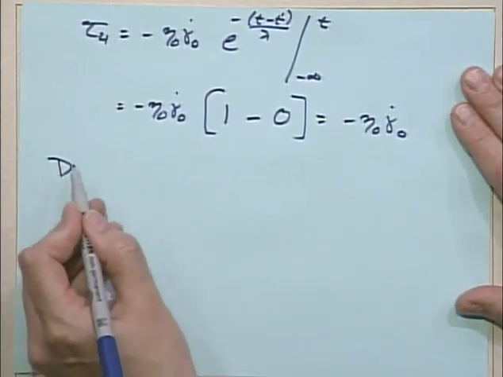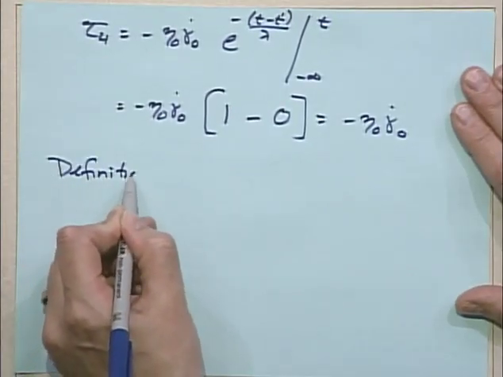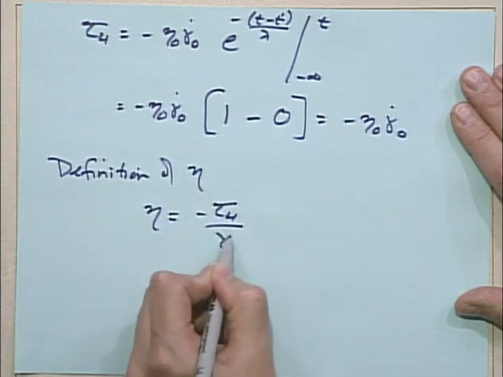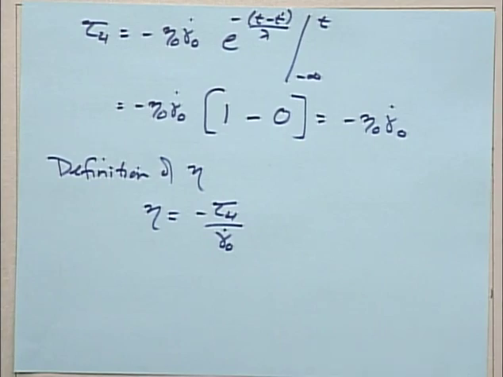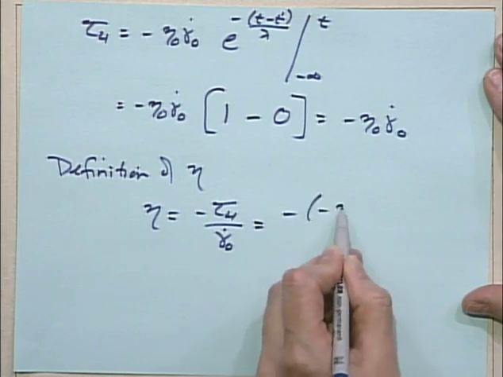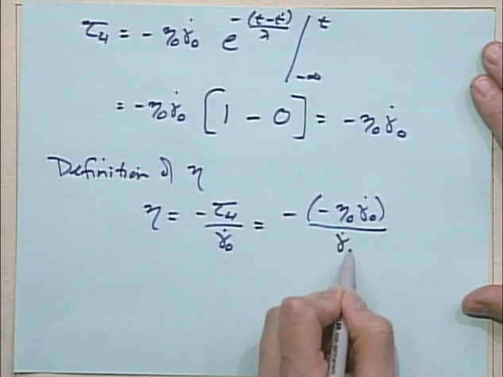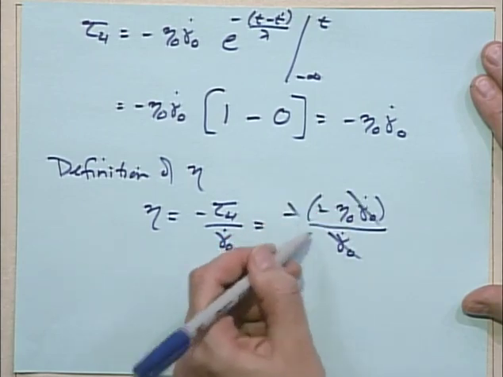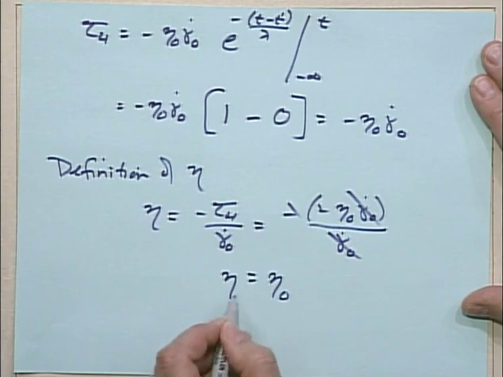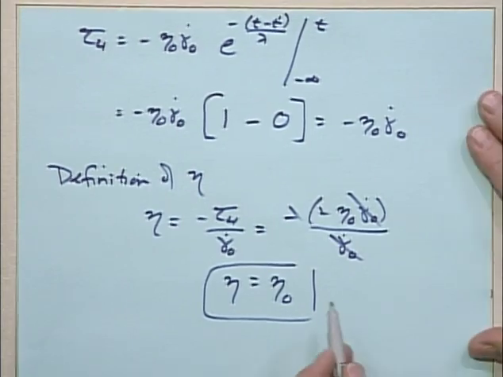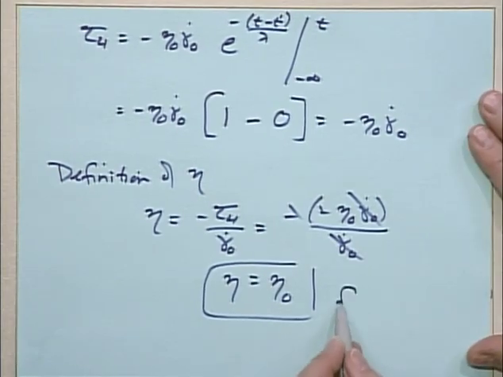And now the definition of viscosity. Viscosity is minus tau 2,1 over gamma dot naught. That's right here, the definition of viscosity. We've calculated tau 2,1. It's minus eta naught gamma dot naught. Put that in. And the parameter eta naught in this constitutive equation is the viscosity for all values of gamma dot naught.